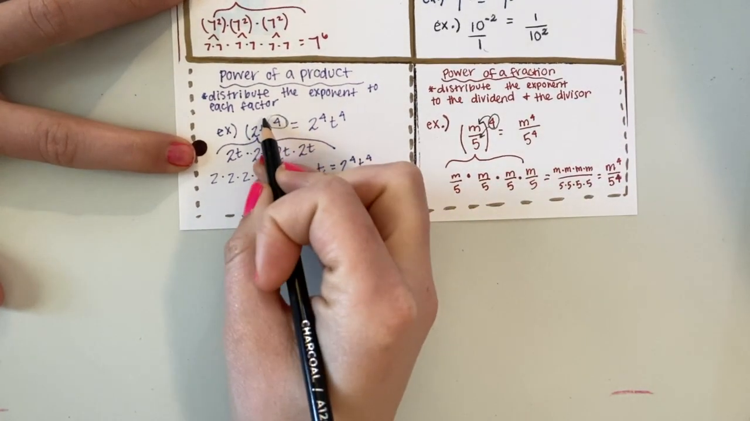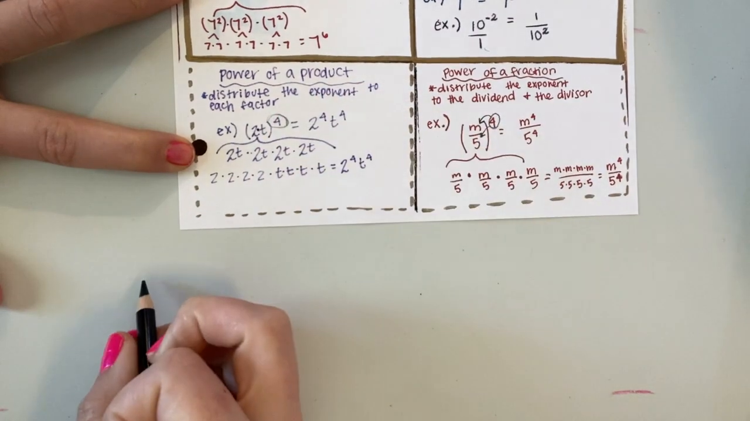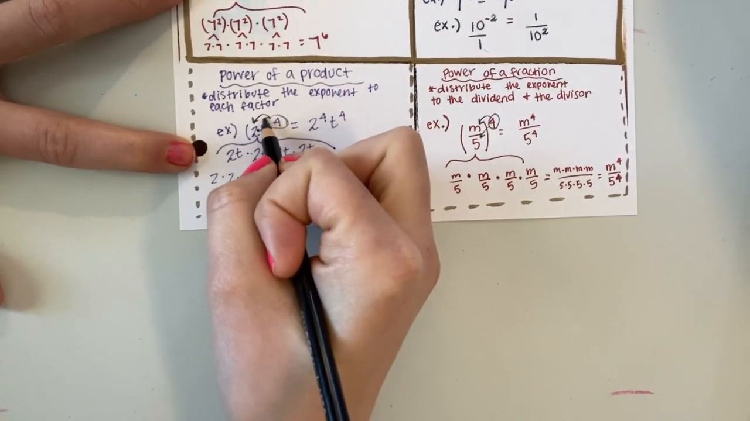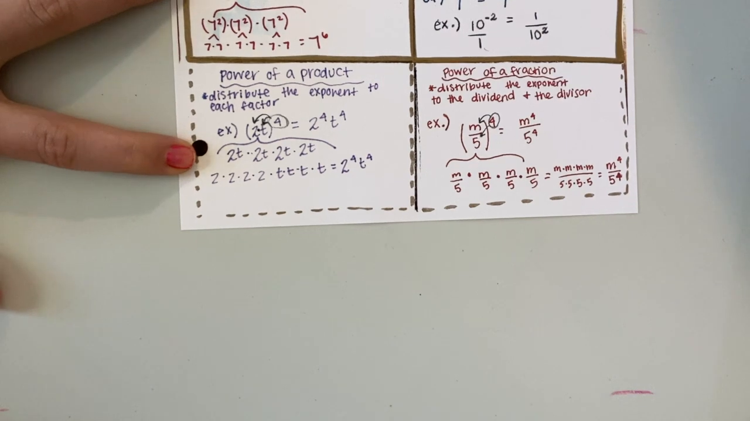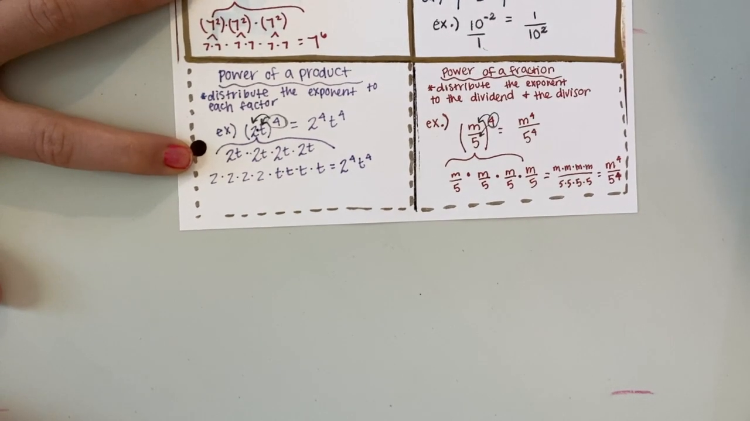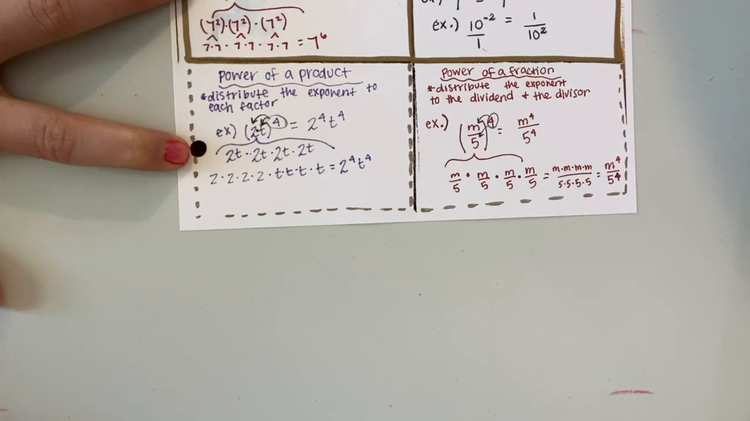This one needs to be distributed to both the 2 and the t, because you want it to be distributed to both of the factors. So this probably feels overwhelming right now, but hopefully when we do a couple of simplifying expressions, we can start to get a hang of it.